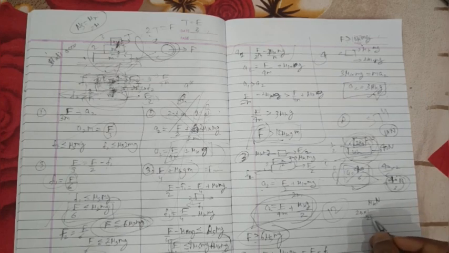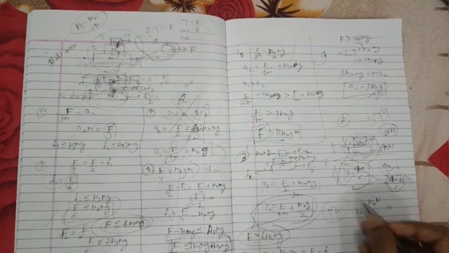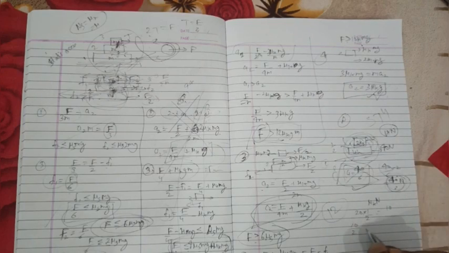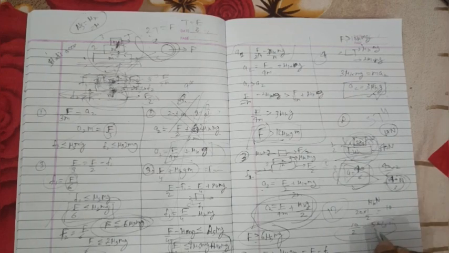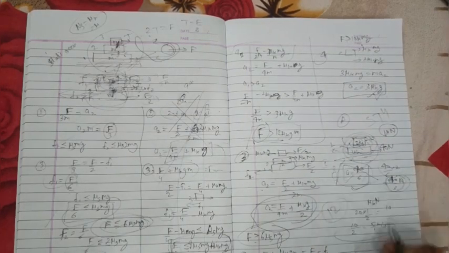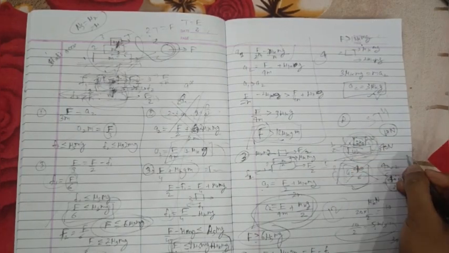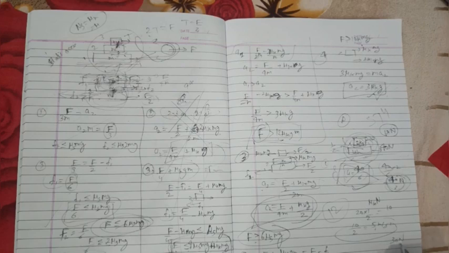So this won't occur, and there will be slipping, and when slipping occurs, we know that there will be mu k into the normal force, which is 20 Newton into 1 by 2. Let's say mu k is 1 by 2 again here. So 10 Newton is the maximum force which will accelerate this 2 kg mass. 10 by 2 is equal to 5 meter per second square.